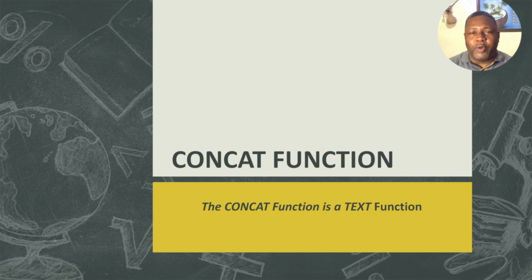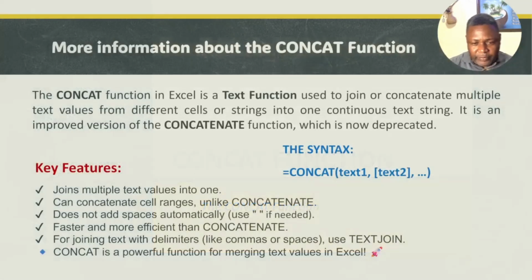In today's video, we are going to be looking at the CONCAT function. CONCAT is the newer version of concatenate. So the CONCAT function is a text function, and it is used to join or concatenate multiple text values from different cells or strings into one continuous text string. So it is an improved version of the concatenate function, which is now deprecated.